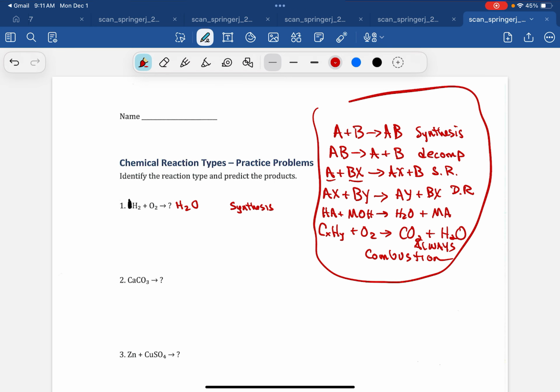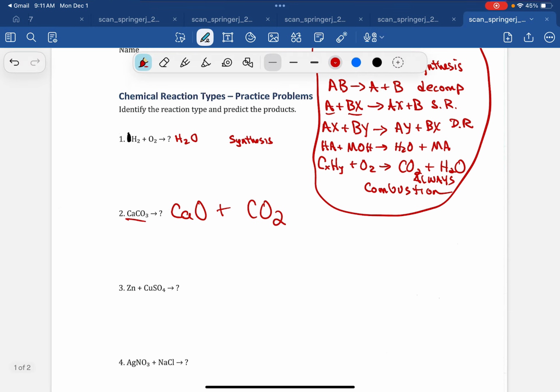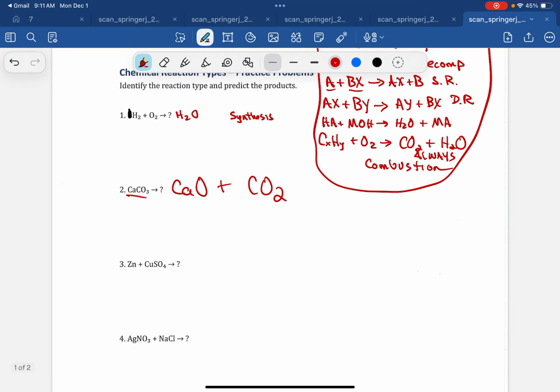So here we got just the one compound, calcium carbonate, and it has no other reactant. Remember, the reactants are on the left side of the arrow. Maybe we haven't talked about that. Calcium carbonate is a special decomposition, and metallic carbonates, calcium's a metal, will make metallic oxides, so calcium oxide and carbon dioxide. That's what you make. Okay, and that is decomposition.